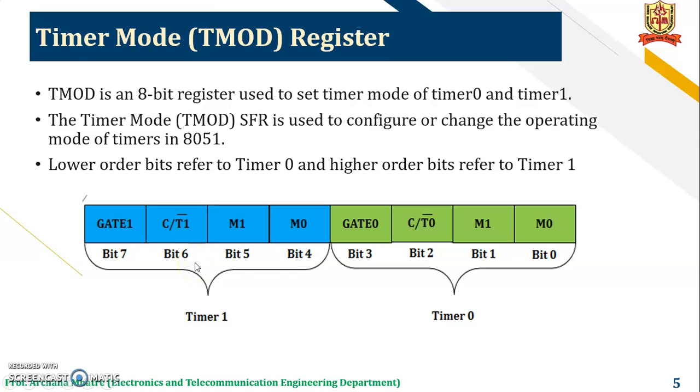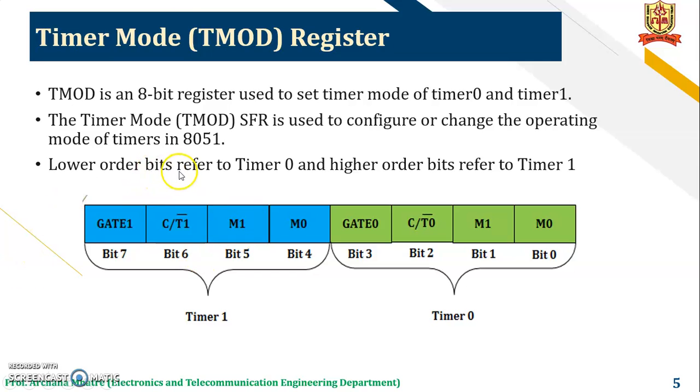Now next, TMOD. It is a special function register, the timer mode register. TMOD is an 8-bit register used to set the timer mode of Timer 0 and Timer 1. The timer mode TMOD SFR is used to configure or change the operating modes of timers in 8051. So to select a particular mode in a timer, there are 4 modes of timer, mode 0, 1, 2 and 3. So to select a particular mode, the TMOD register is used.